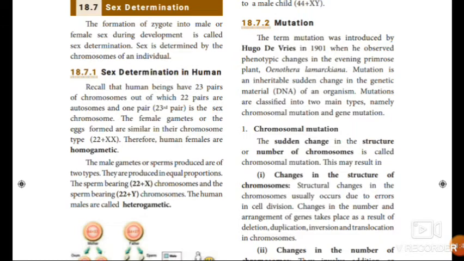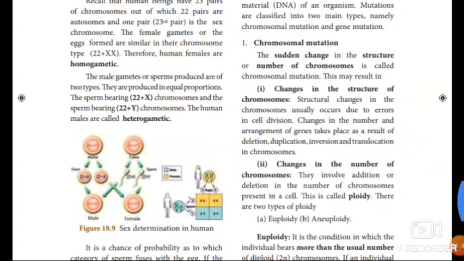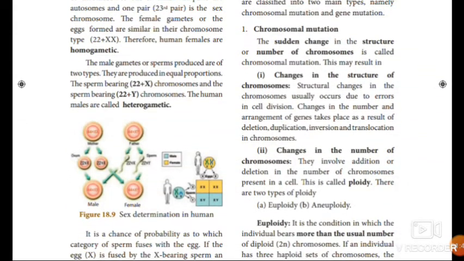Okay, the first one. What changes occur in the structure of the chromosome? The structural change in chromosomes usually occurs during cell division. Normally, there are two types of cell division, as you know: mitosis and meiosis. During cell division, errors may occur: a particular chromosome segment may be deleted, an extra segment may be added, the segment may be inverted by 180 degrees, or a segment may be translocated from one part of the chromosome to another. So due to errors in cell division, structural changes will occur.